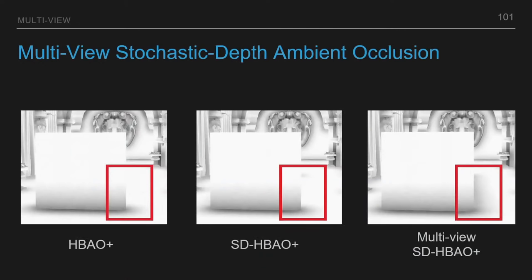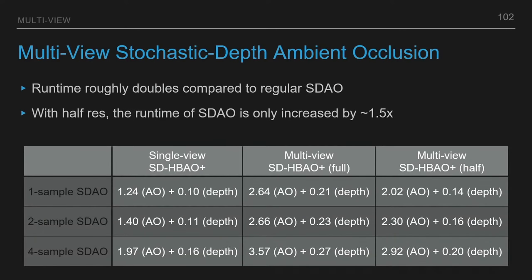As you can see here, multi-view stochastic depth ambient occlusion successfully captures the otherwise missing occlusion on the sides of this rectangle. In terms of performance, multi-view stochastic depth ambient occlusion takes roughly twice as long as regular stochastic depth ambient occlusion, which makes sense, so we now render 2 stochastic depth buffers and we compute the ambient occlusion twice.